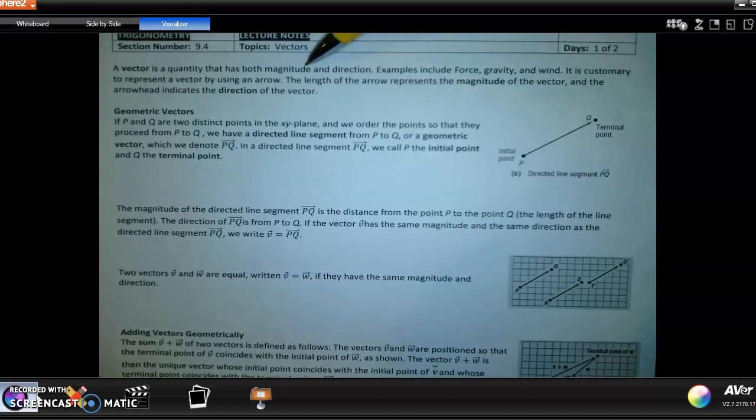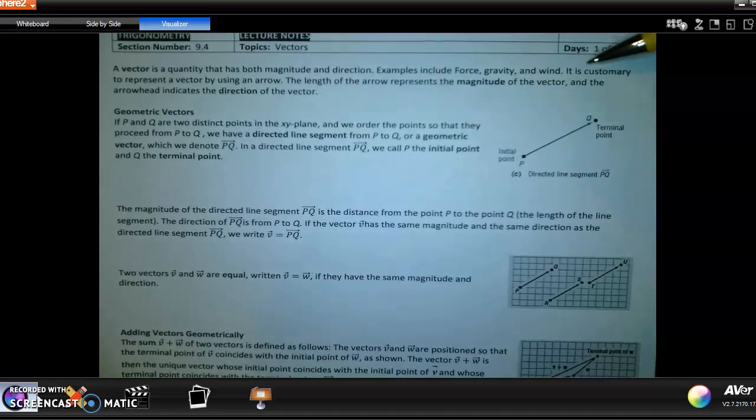Magnitude means it is of a certain length or a certain strength, and direction means it's going in a direction. It could be traveling north or south or left or right or whatever. But there's direction involved. Examples of vectors include force, so something is getting pushed with a certain amount of force, gravity pulling down, and wind. Wind can travel in different directions and can have different strength, 10 miles per hour, 20 miles per hour, or whatever.